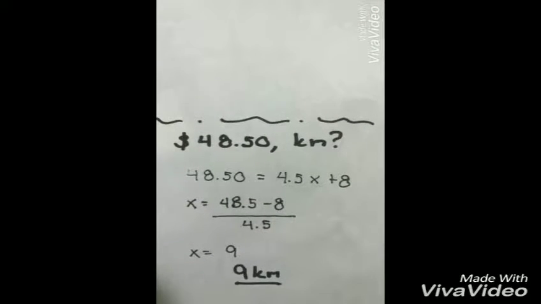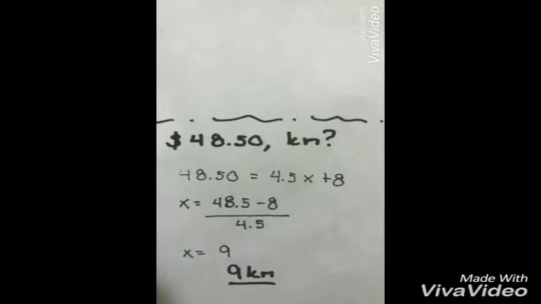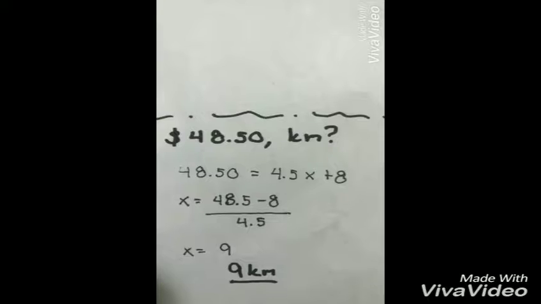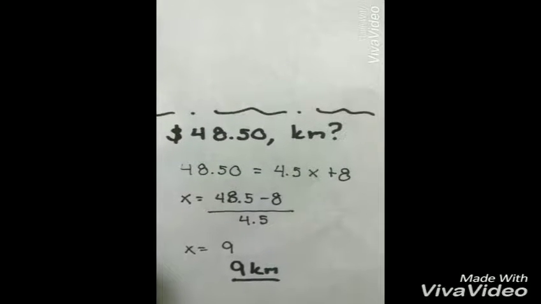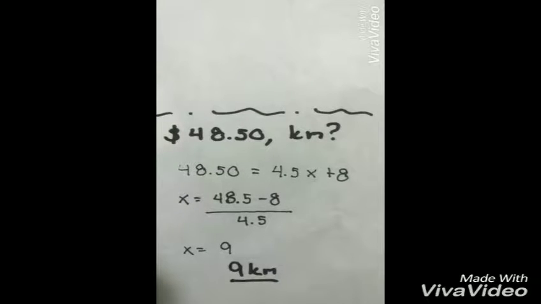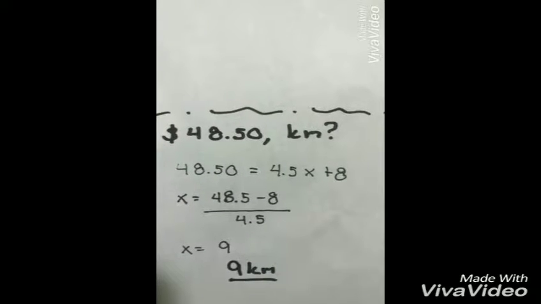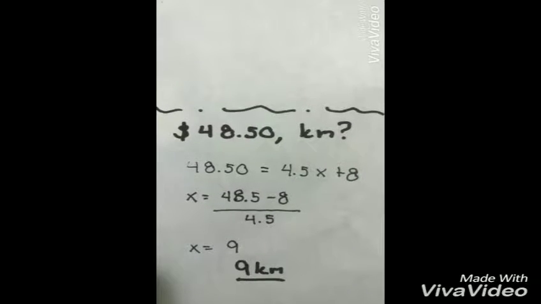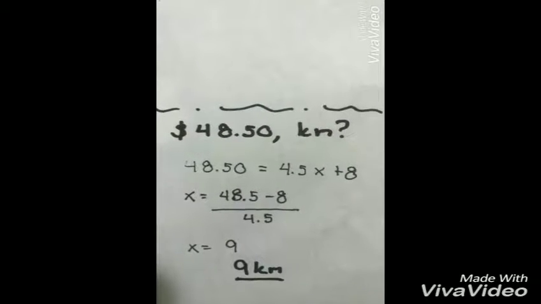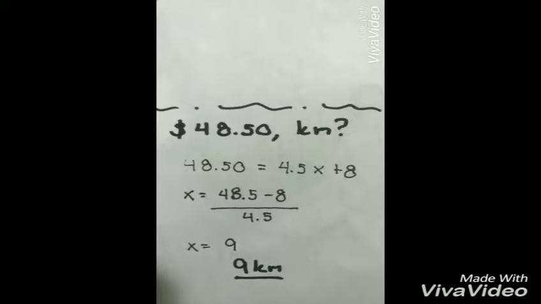Now we want to know if we pay $48.5, how many kilometers we did travel. We substitute the values, and then we clear the x. X is equal to 48.5 less 8 divided by 4.5. X is equal to 9, and 9 is the kilometers that we travel for $48.5.